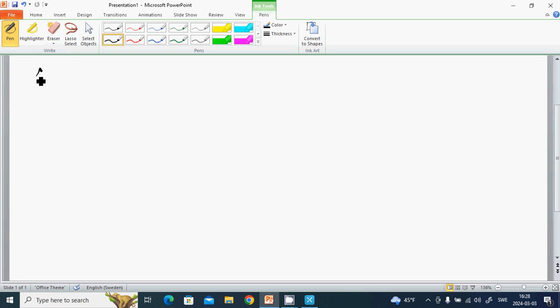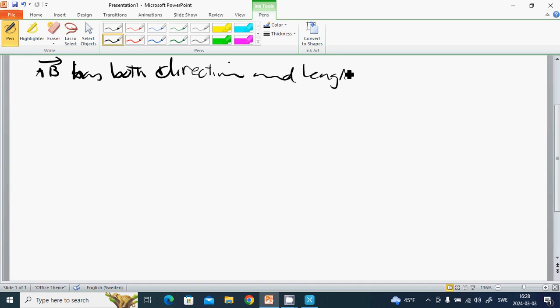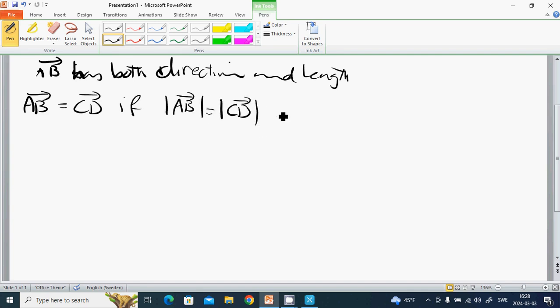A vector AB has both a direction and a length. We say AB equals CD if the absolute length of AB equals the absolute length of CD, and also AB is parallel to CD. And also AB equals minus BA.